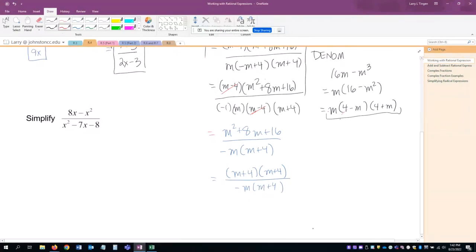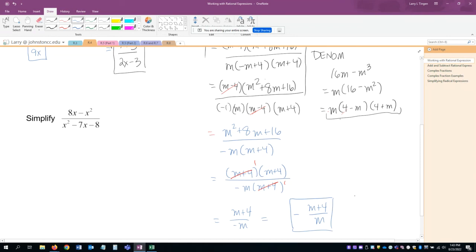Same thing as last time, right? I got the same factor in the numerator and the denominator. They divide away. And what's left is m plus 4 divided by negative m, or negative m plus 4 over m. Okay. All right.